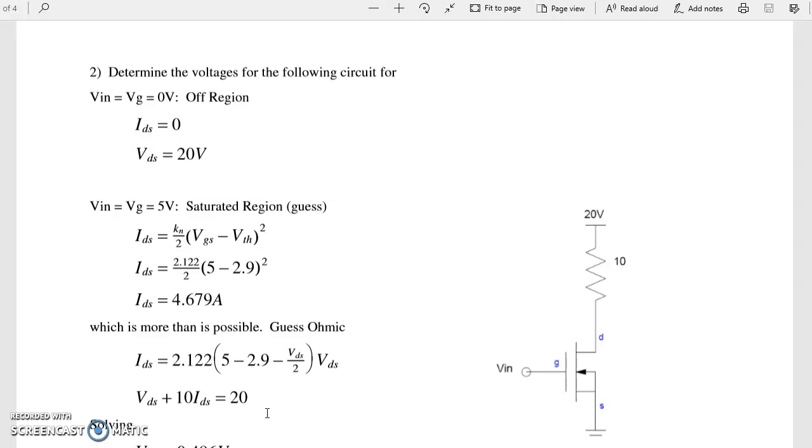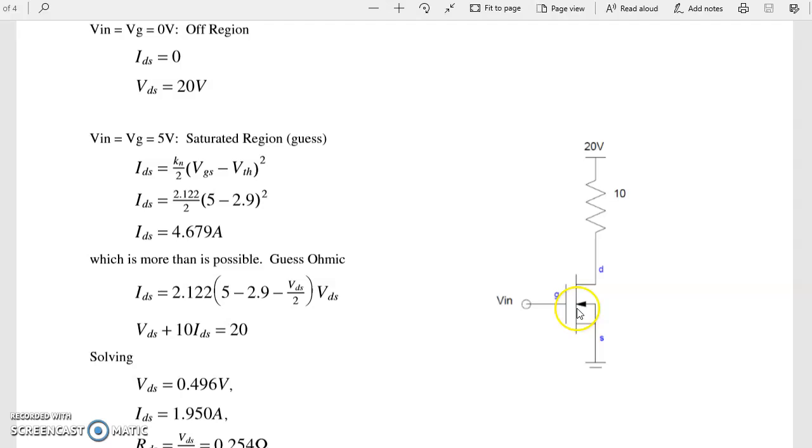On problem 2, if the voltage Vn is 0, it is less than the turn-on voltage, so the MOSFET is off. In that case, I have 0 current, and the voltage drain to source is 20. If Vn is 5 volts, I'm going to guess saturated. Got a 50-50 shot. It's either saturated or ohmic. Plug it in, solve for the current. I get 4.6 amps. 4.6 amps at 10 ohms is 46 volts, which is not possible, so I guessed wrong.